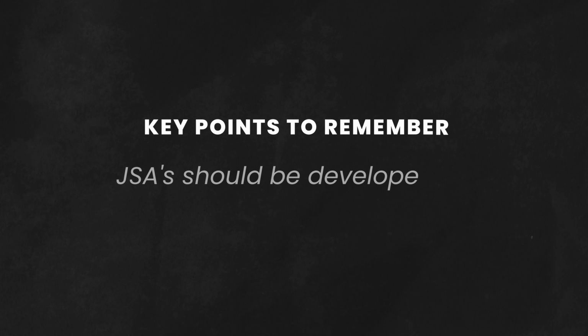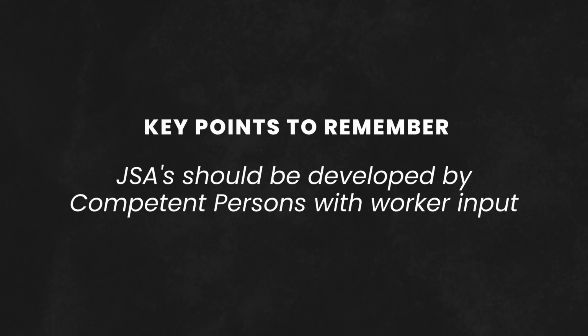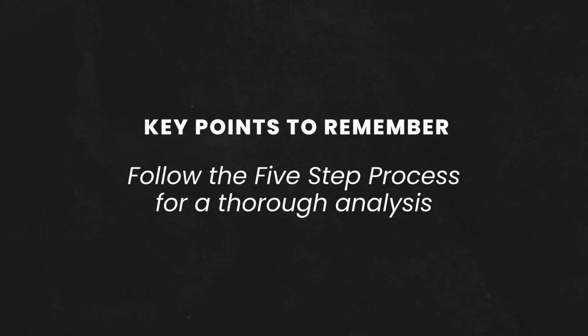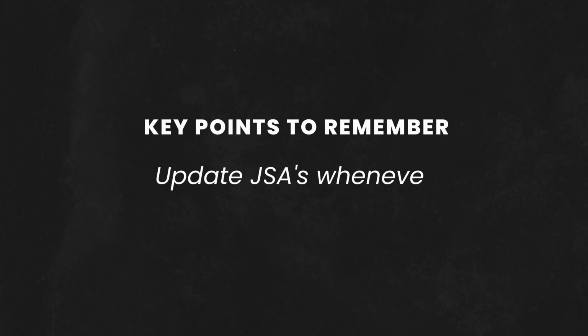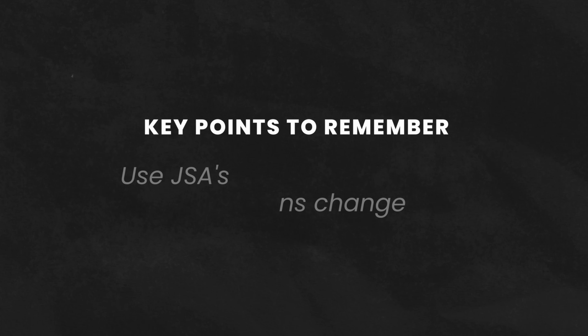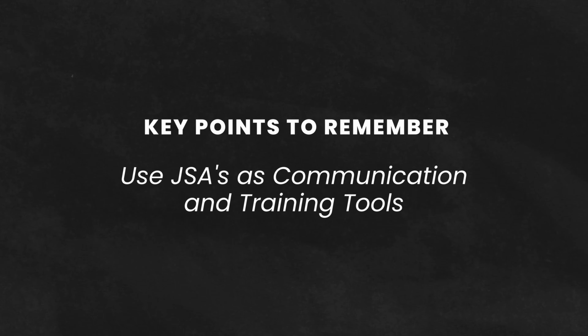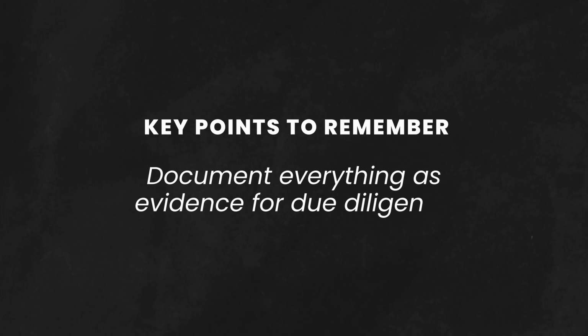To summarize, job safety analysis is an essential tool for creating a safer workplace by systematically breaking down jobs, identifying hazards, and establishing effective controls. JSAs help prevent workplace incidents before they even occur. So, remember these key points. JSAs should be developed by competent persons with worker input. Follow the 5-step process for thorough analysis. Update JSAs whenever conditions change. Use JSAs as communication and training tools and document everything as evidence for due diligence.